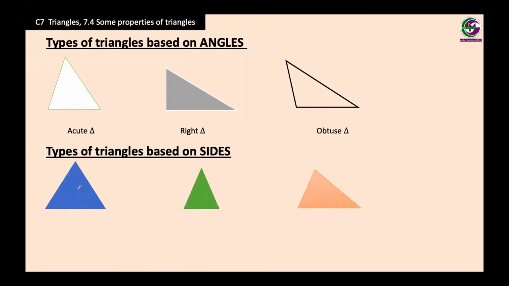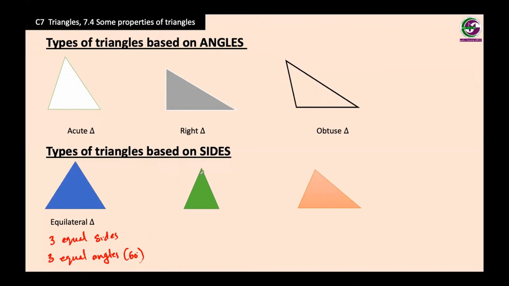Here they are. If all the three sides are equal, we call it an equilateral triangle. Here we have three equal sides and three equal angles. And we have seen that all of the angles will be equal to 60 degrees if it is an equilateral triangle. Doesn't matter how small or big it is, each angle will be 60 degrees.